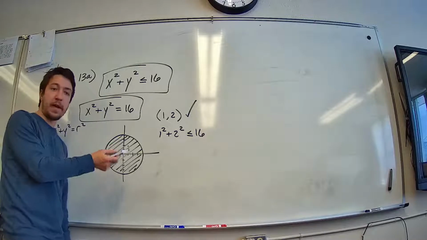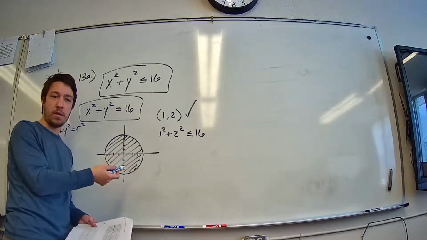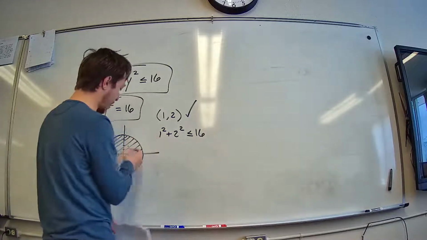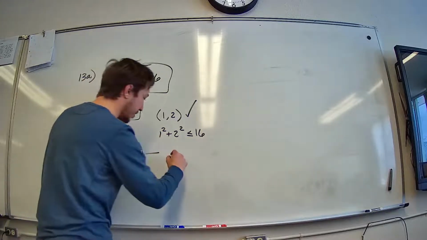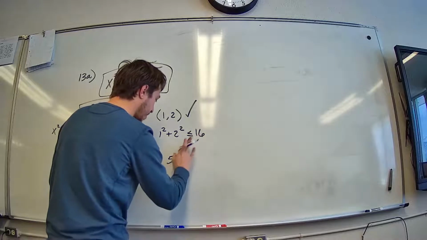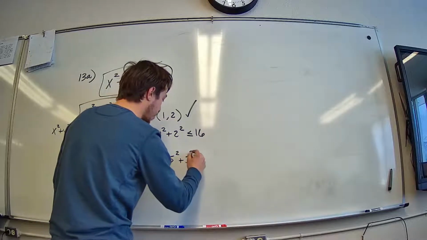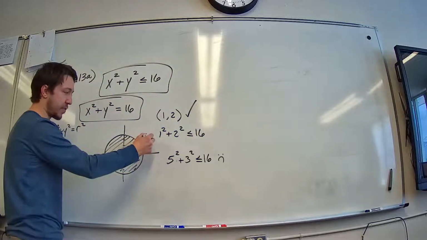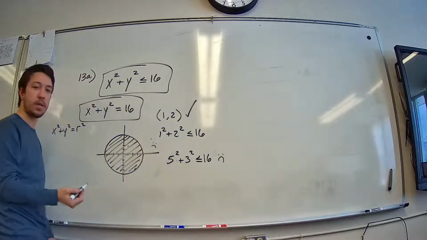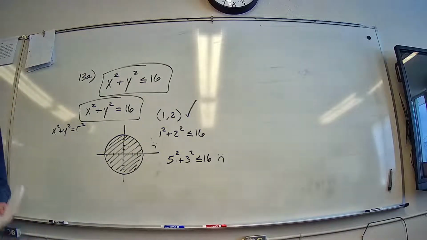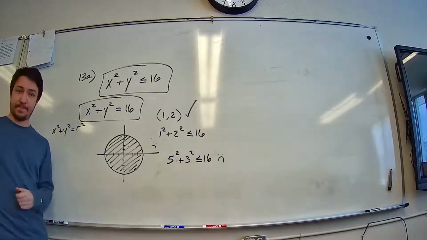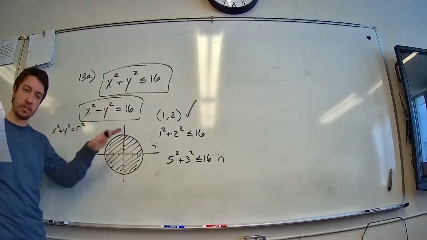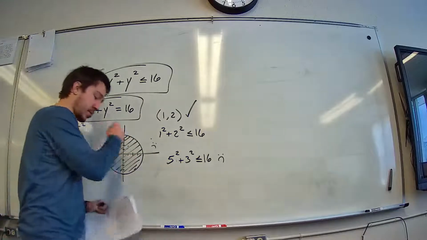And then think of any point outside the circle and ask yourself, does that point satisfy the inequality? For example, a point like, I don't know, 5, 3. 5 squared plus 3 squared is not less than or equal to 16, so that's a no. So 5, 3 way over here does not work. All right, so anyway, if you're wondering, that's called a disk. Because the set of points forms a solid two-dimensional surface whose boundary is a circle.